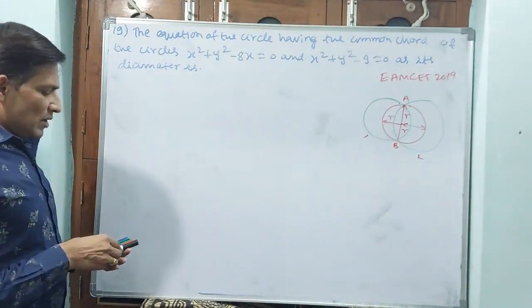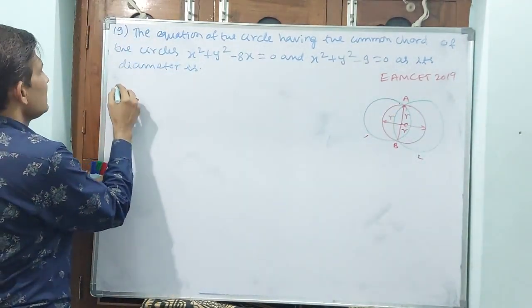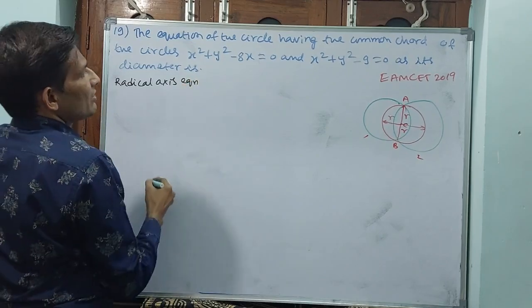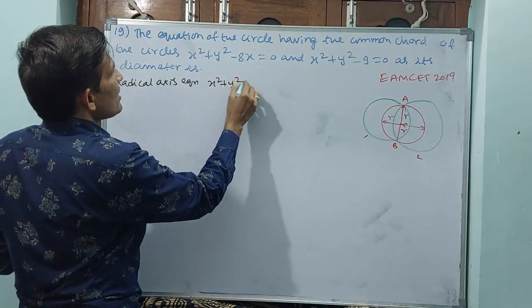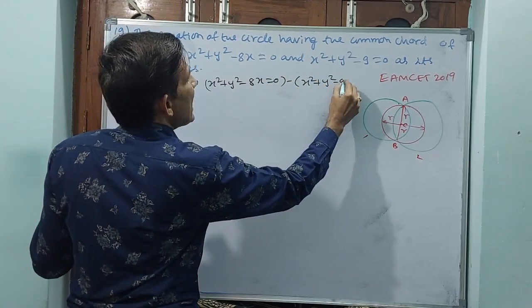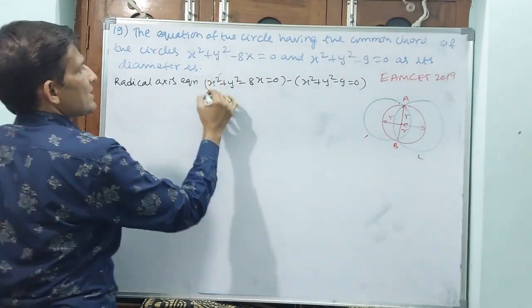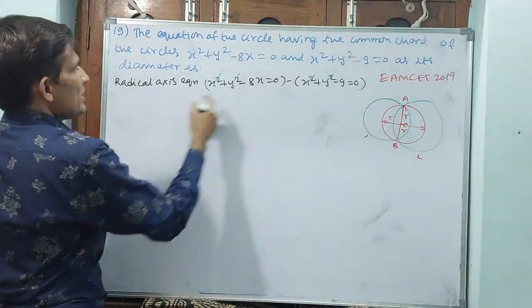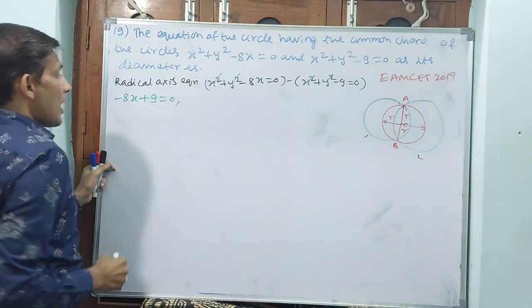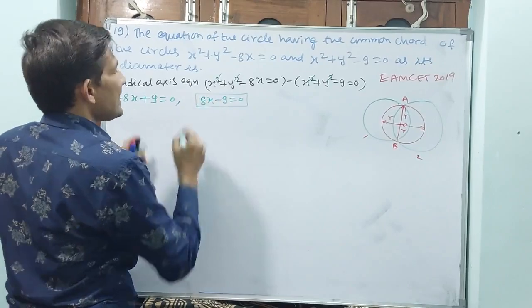See how I am doing this, you observe carefully first. Okay, first I want to find a radical axis. Radical axis means AB equation. Radical axis equation. You see, x square plus y square minus 8x equal to 0 minus x square plus y square minus 9 equal to 0. Okay? X square going to get cancelled out. Y square going to get cancelled out. You see, minus 8x minus of minus plus 9 equal to 0. Or else 8x minus 9 equal to 0. Okay, this will be your radical axis equation.